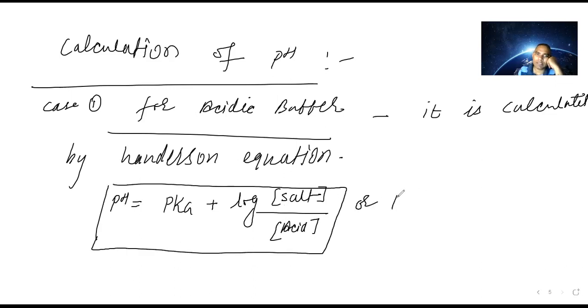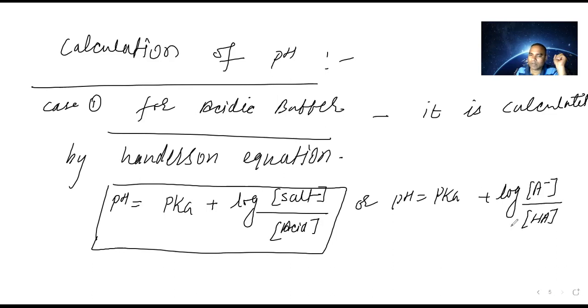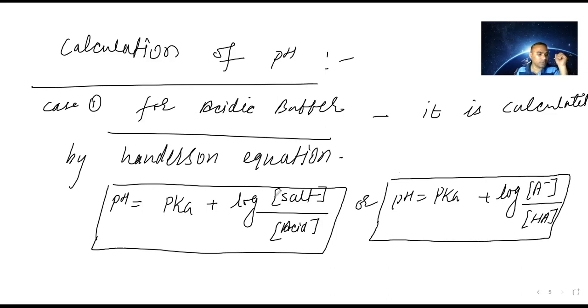Or you can write pH is equal to pKa plus log of A minus upon HA. A minus means the conjugate base, with a negative charge, as I told you in the Lewis concept. HA means acid, it is going to give H plus ion. So this is the formula you have to keep in mind. Let me check out some problems, and if I get one, we can solve it.